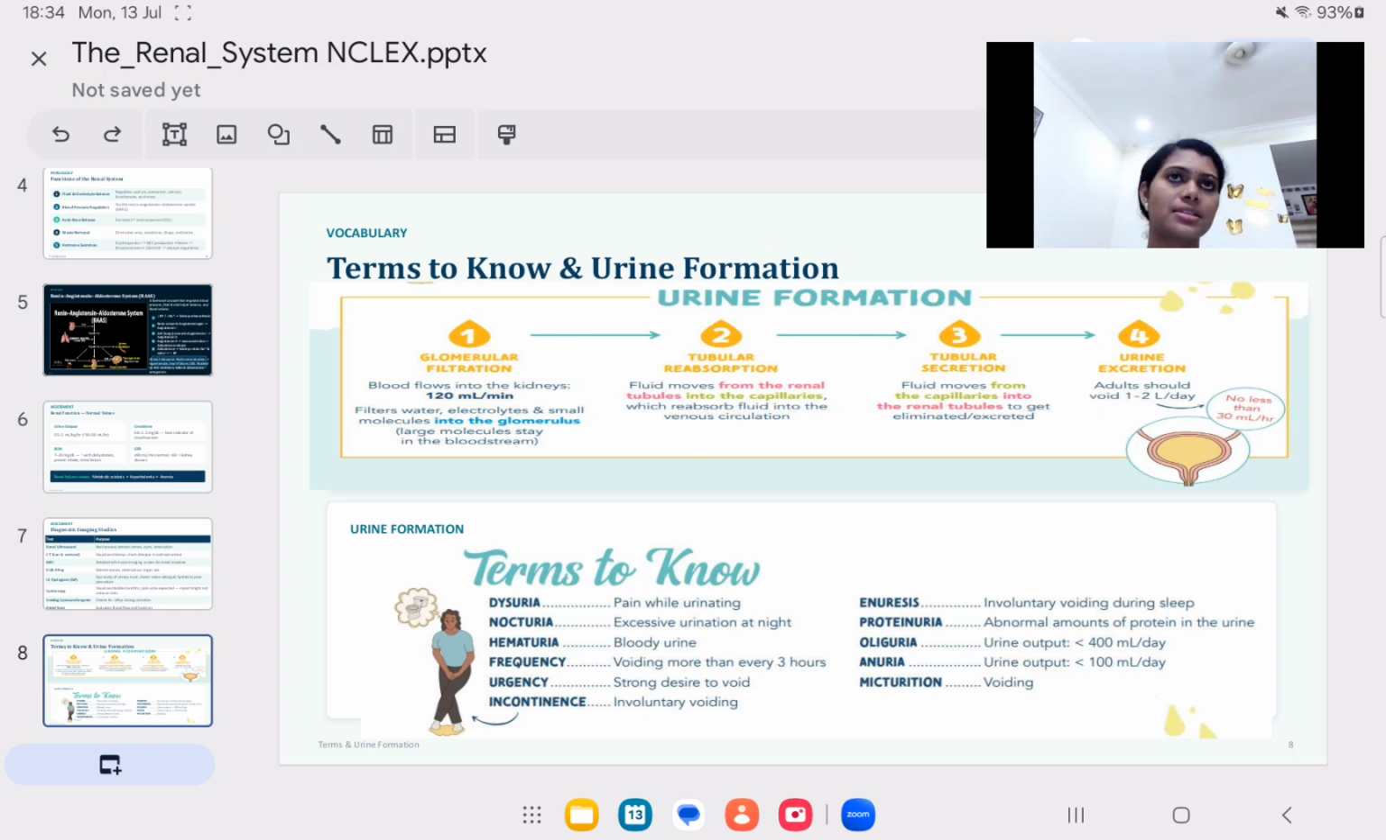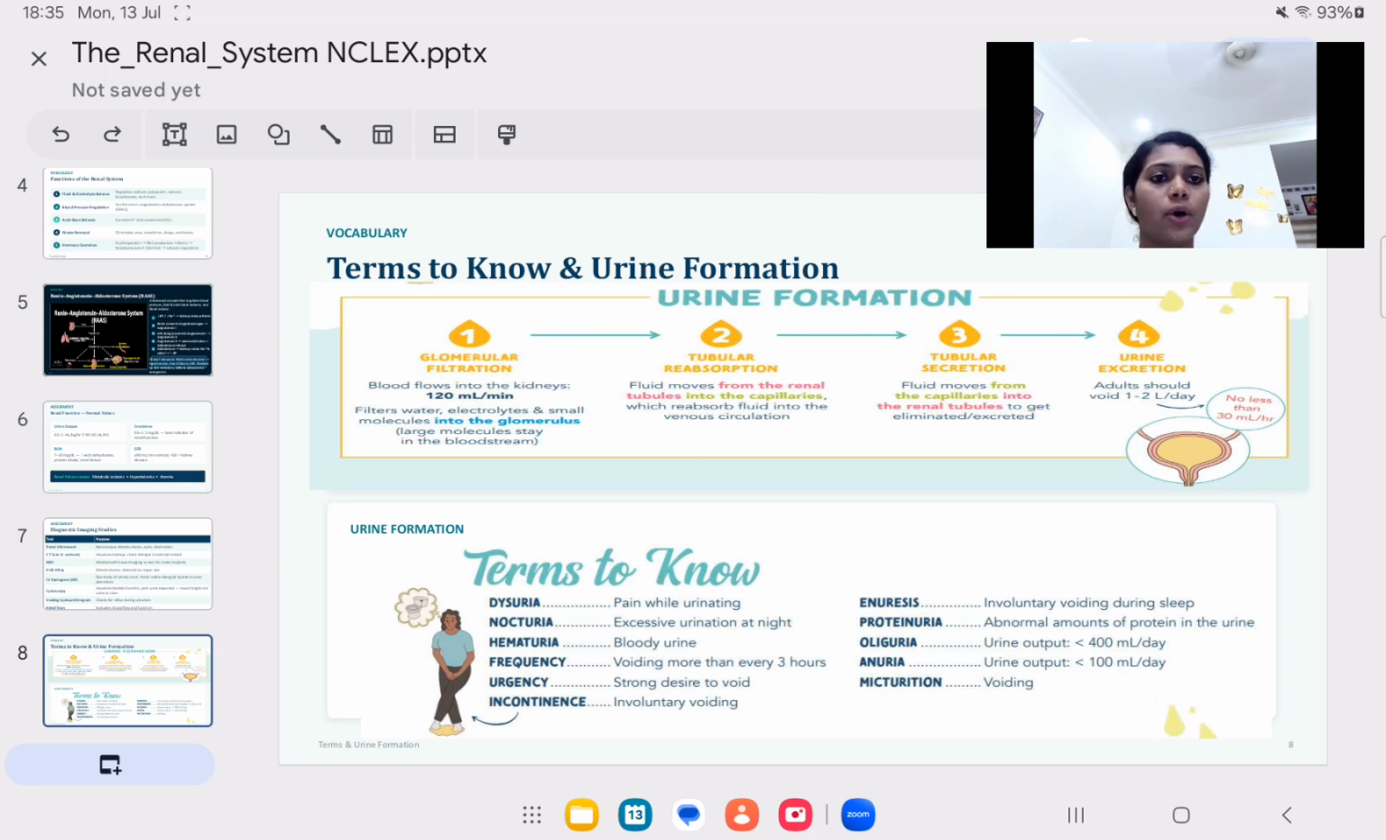Urgency is the strong desire to void, and incontinence is the involuntary voiding or leakage of the urine. Then enuresis is bedwetting. In proteinuria, we can see proteins in the urine. Normally, proteins are not seen in the urine. In conditions like glomerulonephritis or nephrotic syndrome, we can see proteinuria, because the glomerulus is not functioning properly.